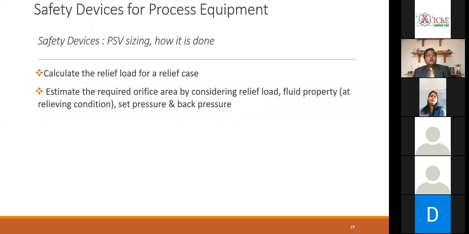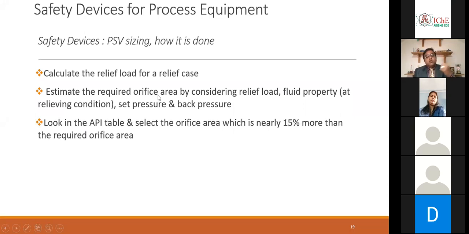My vessel is operating at 7 bar, but the set pressure of the PSV is 10 bar, accumulation 10%. So I have to take the property of the fluid, density, viscosity, Z factor, everything at 11 bar gauge and the corresponding relieving temperature, not at my operating condition. So relief load, fluid property at relieving condition, set pressure and back pressure. These four factors will give me how much orifice area I need to release that amount of relief load. Then you go back to the table and see which orifice suits that required orifice area.